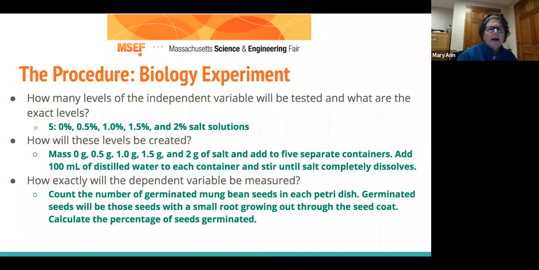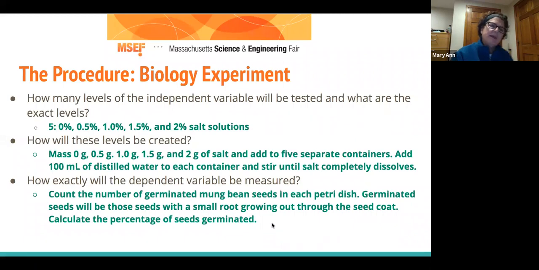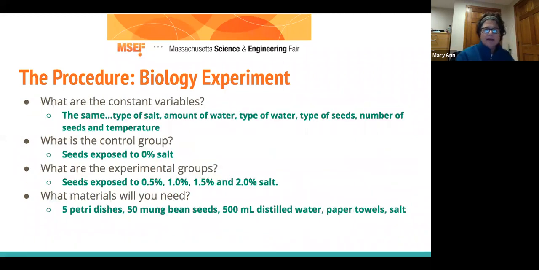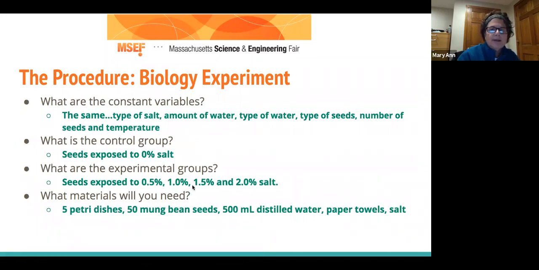And then you're going to calculate the percentage of seeds germinated. That's a little spin on the dependent variable that I added in. And then what are the constant variables? We already went through that, and we already know control group and your experimental groups. You have 4 experimental groups this time.